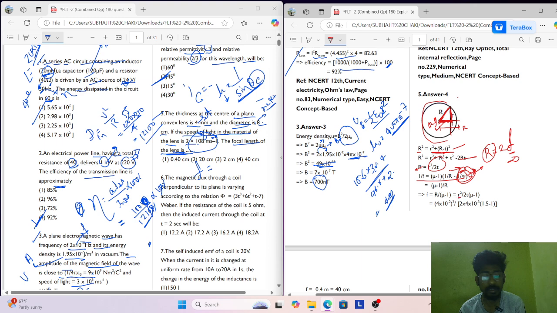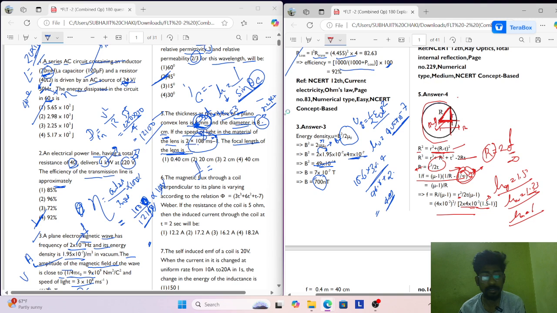r is 4 centimeter. The thickness t is 4 millimeter, that is 4 into 10 to the power minus 3. And what is the mu of glass? Mu of glass is 1.5, mu of water is 1.33. You have to remember these two, and mu of air is 1. You should remember these three.